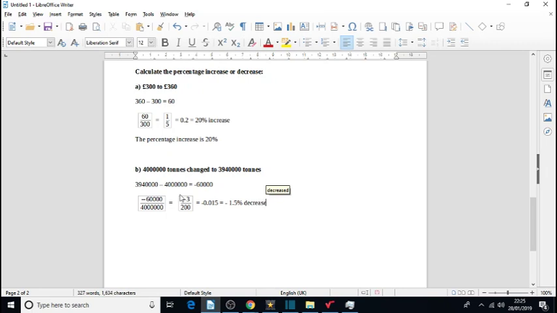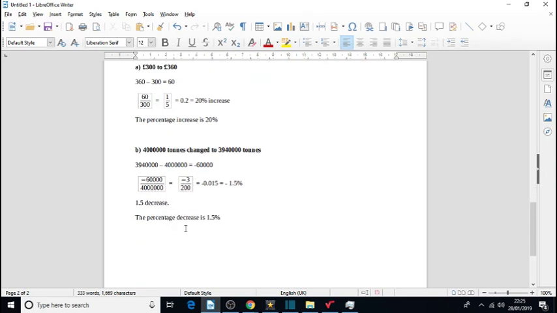Minus 1.5%. So that's the same as writing a 1.5% decrease. So therefore, the percentage decrease is 1.5%. And that is how you calculate the percentage of the increase and decrease of two values. And this is how you work out the percentage change of an amount, whether it's a percentage increase or percentage decrease. Thank you for listening, and goodbye.